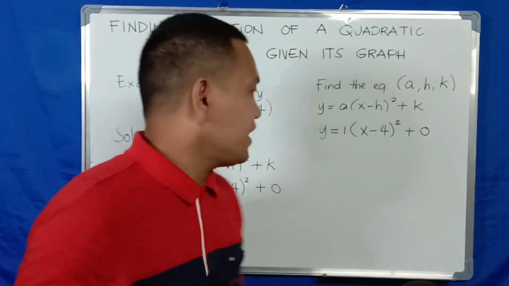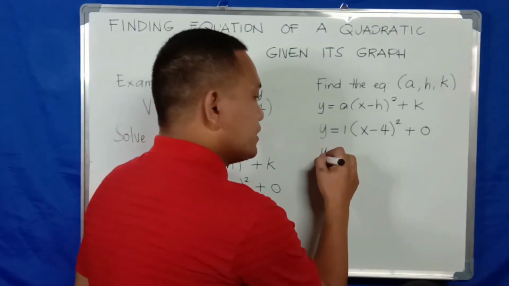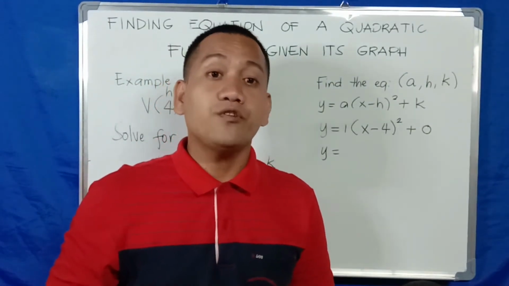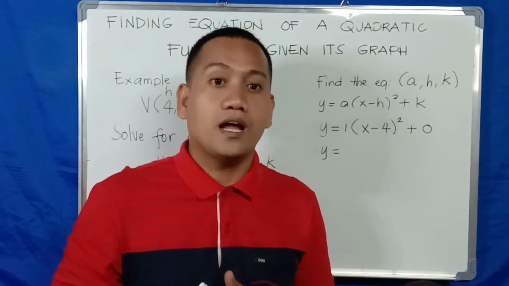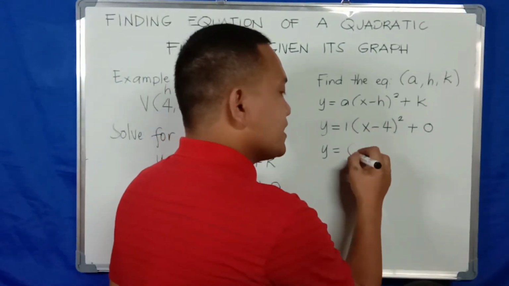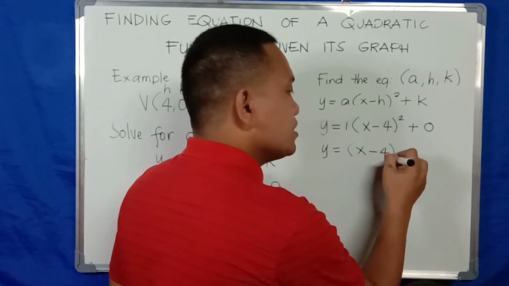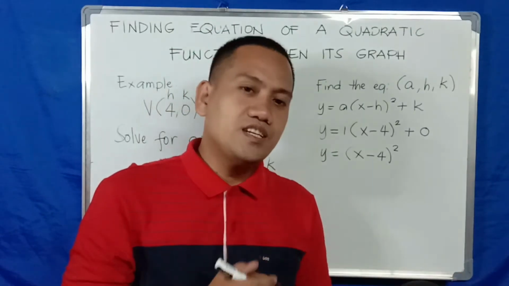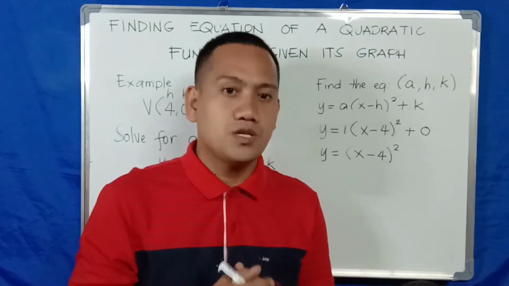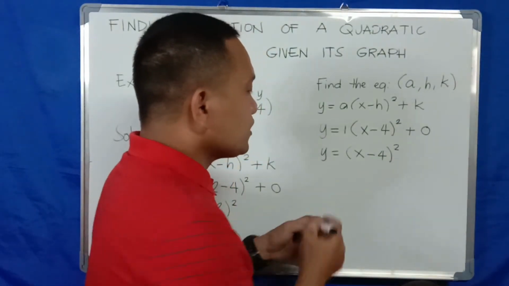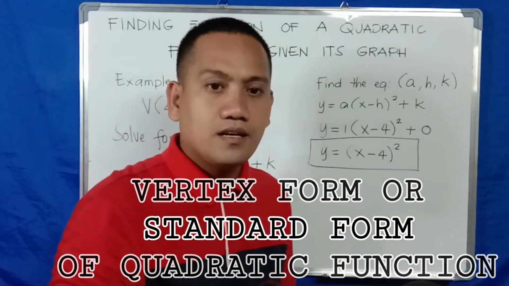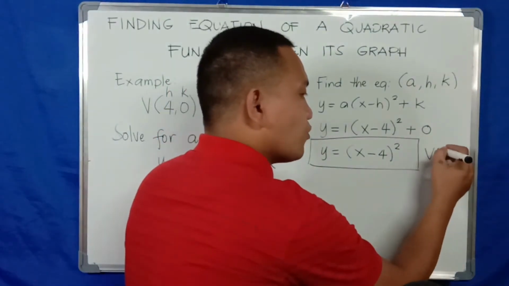Then we need to simplify. So we will try to copy 1 equals, since our a is already equal to 1, so it is okay for us not to write 1 in our given expression. So we will try to copy only the square of the binomial, and that is x minus 4 squared. And adding 0 will also mean adding nothing, so we will not try to copy 0 at all. In this case, we can consider this one as the vertex form of our quadratic function. So this is our vertex form.